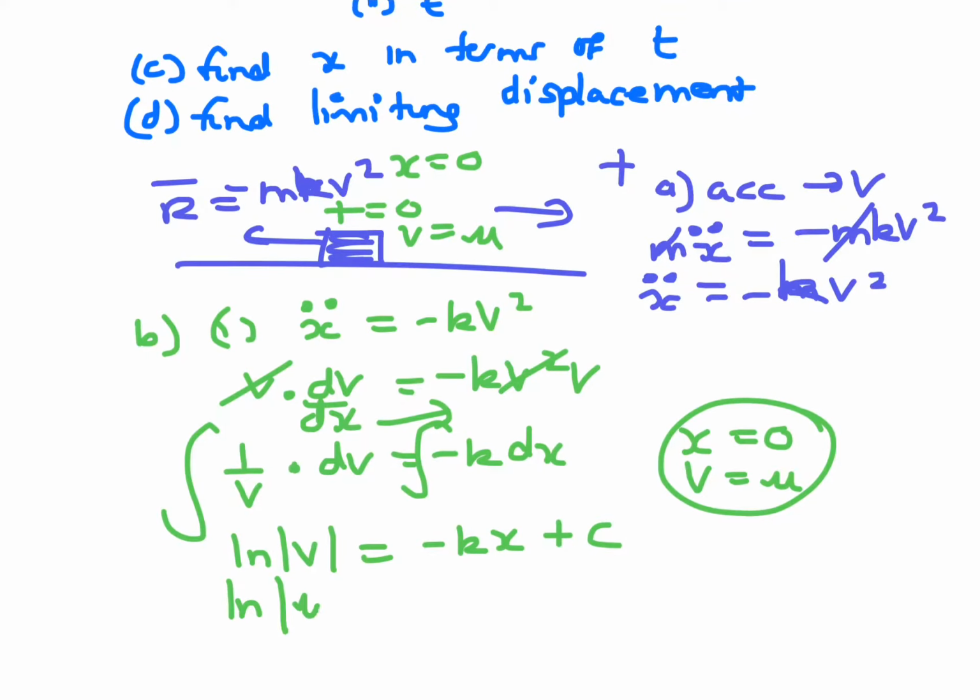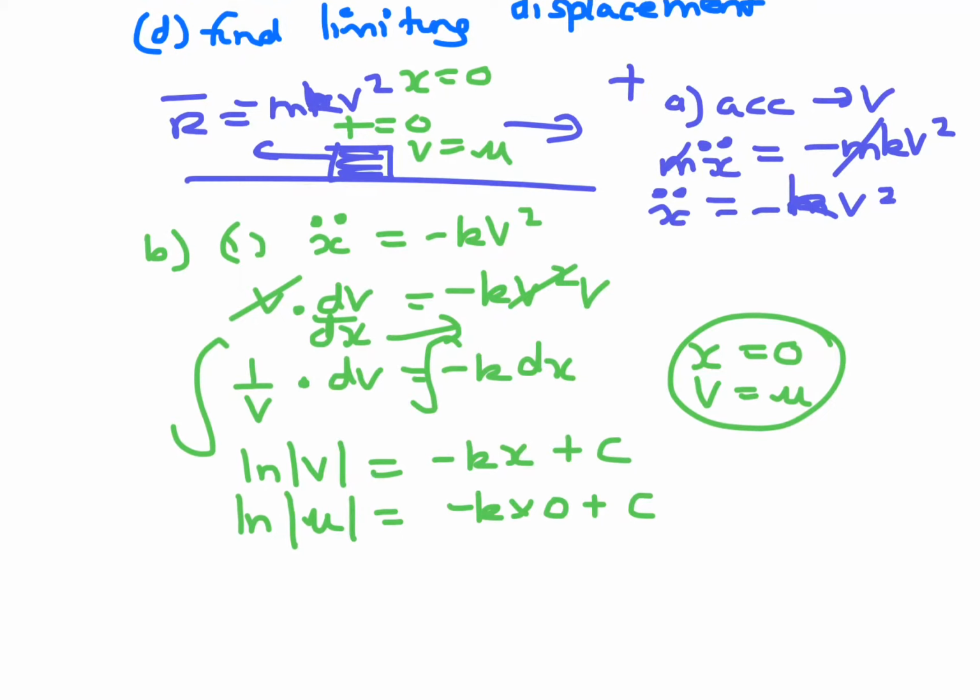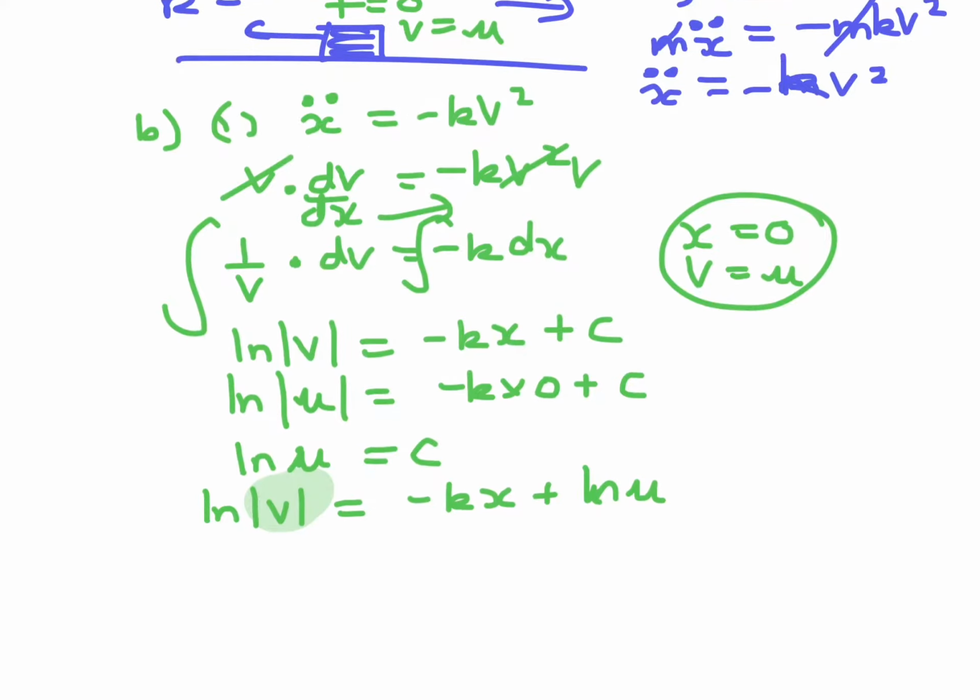So ln mu equals minus k times 0 plus c. So that part will just go, and c is just equal to ln mu. If we put that back in now, we have ln v equals minus kx plus ln mu. And the aim now is just to get v as the subject.